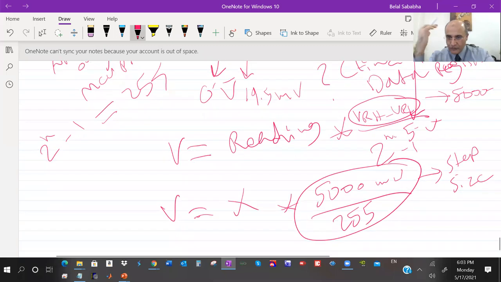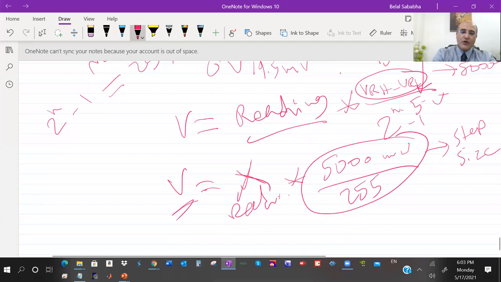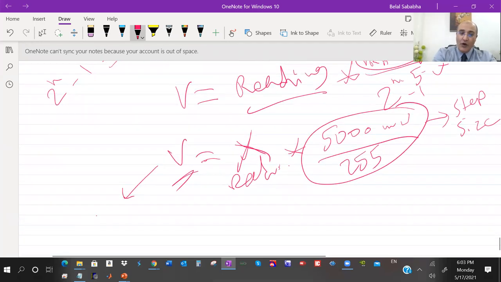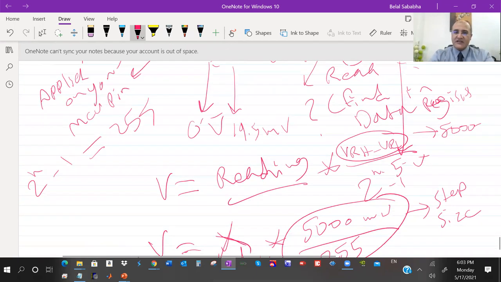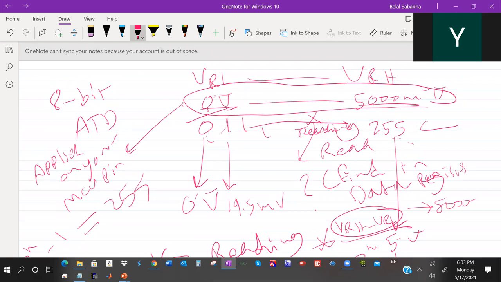Okay, so nothing to memorize. The step size times the number of steps, which is the reading, is the voltage outside. And when you know the voltage outside, you know the temperature or humidity or whatever physical value. This is the case when the voltage reference low and voltage reference high range starts from zero.